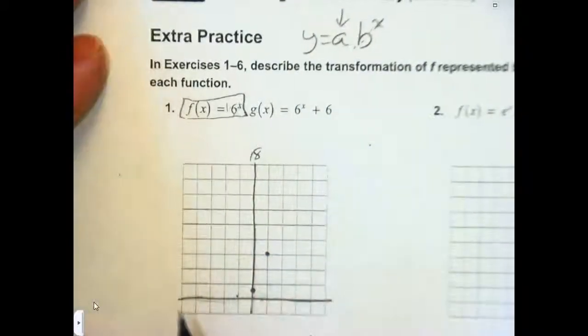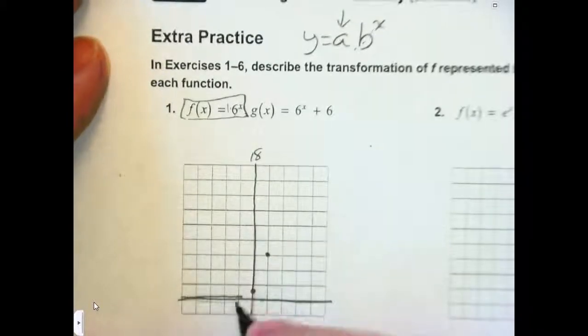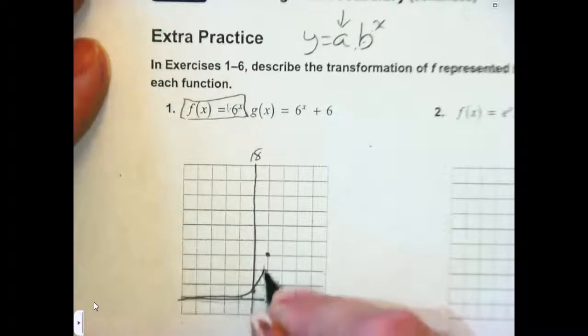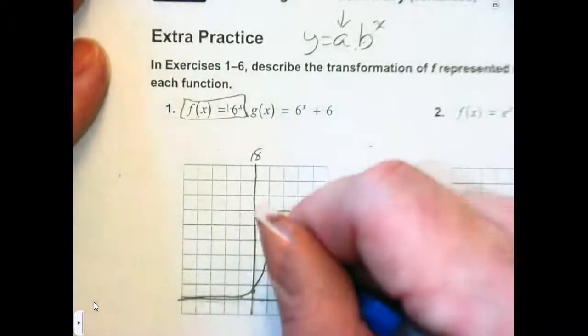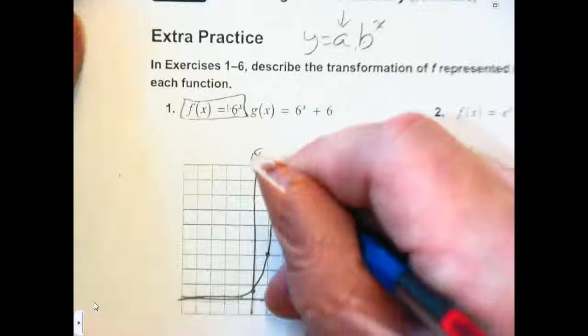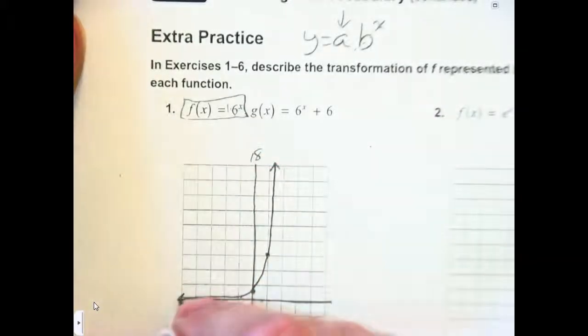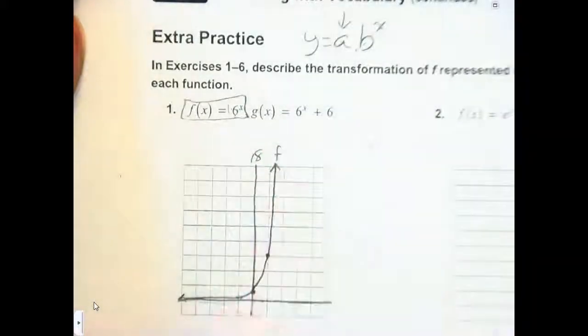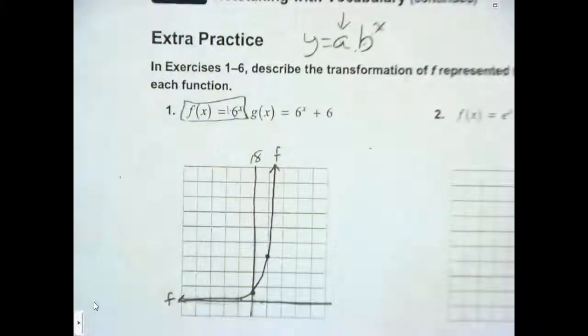So what ends up happening, right? Since we're not shifting, we know it's going to approach the x-axis. It's going to go through 1. It's going to hit 6. And then it's going to jet up really fast. That is f. And I'm going to label both legs there.